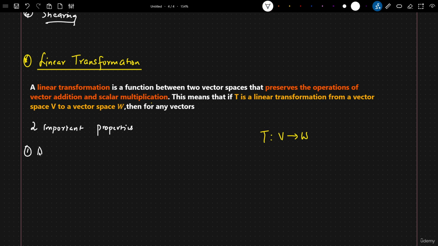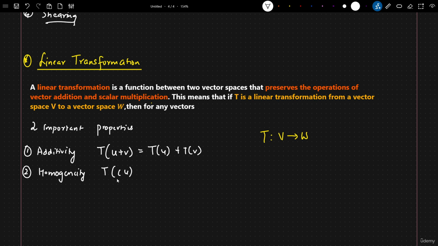The first one is called additivity. In additivity, the transformation of any vector u plus v is equal to the transformation of u plus the transformation of v. This is one of the properties, and don't worry if you're not able to understand, because I will solve this with a problem statement. Then the second property is homogeneity. In homogeneity, you have the transformation of c times u, where c is some scalar value, and here you have c times T of u.